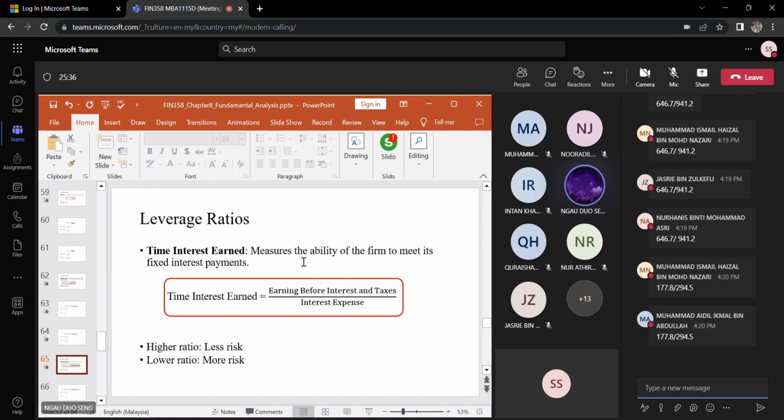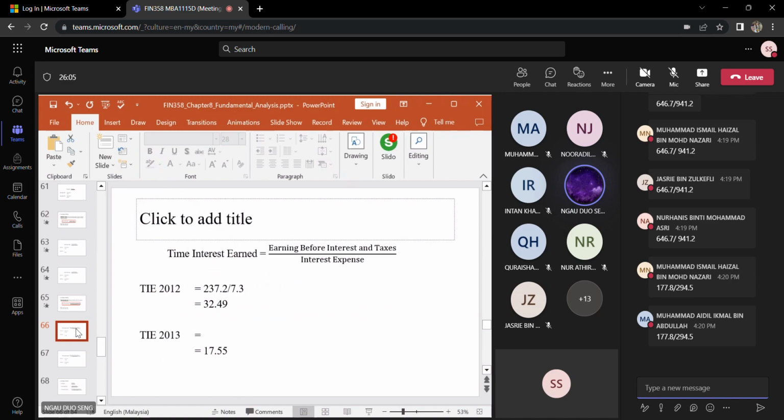So we have EBIT, earnings before interest and taxes, divided by interest expense. So for this one we check the ability to pay interest. For this one, higher ratio is preferred. Right? Higher ratio means we are able to pay the interest. So it's less risky. So for TIE we want the higher one. So you calculate for year 2013.